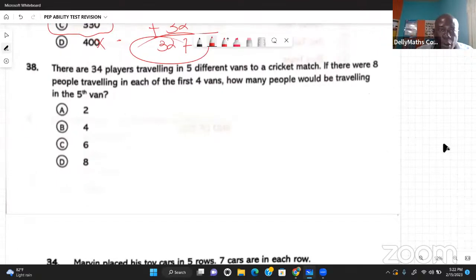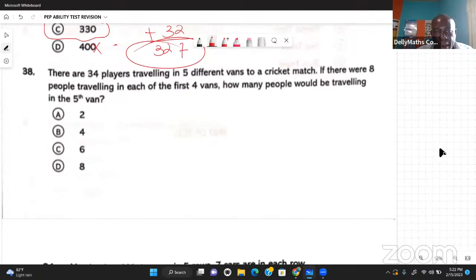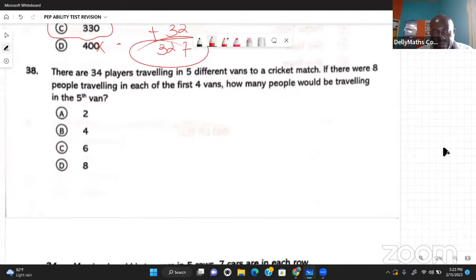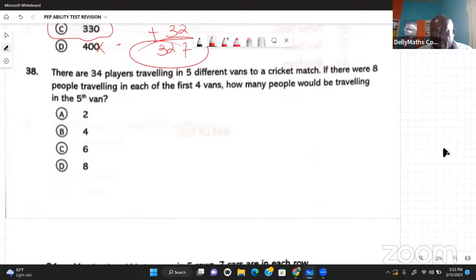There are 34 players traveling in 5 different vans to a cricket match, right? All right, so 34 in 5 different vans to a cricket match. If there were 8 people traveling in each of the first 4 vans, how many people will be traveling in van 5? All right, so we're going with 34. Watch this. There are 34 people. Very key information, but also 5 different vans.